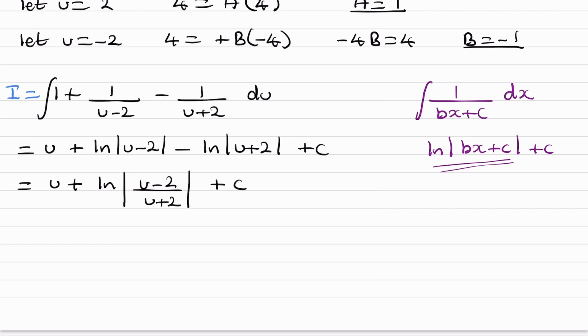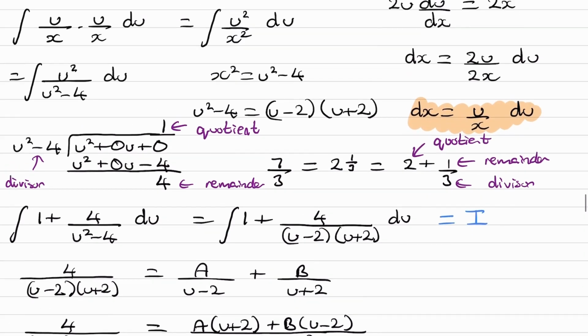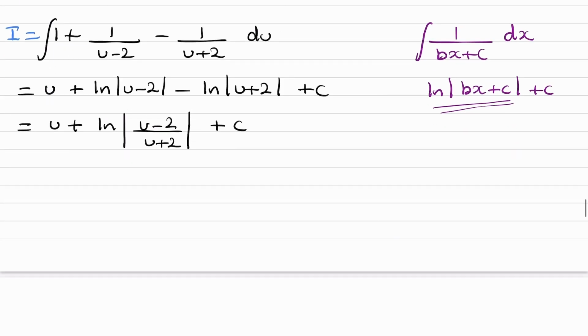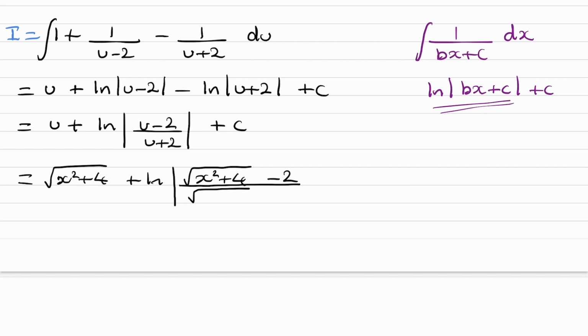And the final step would be to replace the u with what we had it as in the first place, what our substitution was, root x squared plus 4. So this is then root of x squared plus 4 plus natural log, root x squared plus 4 minus 2 on the outside of that, divided by root x squared plus 4 plus 2, plus c.